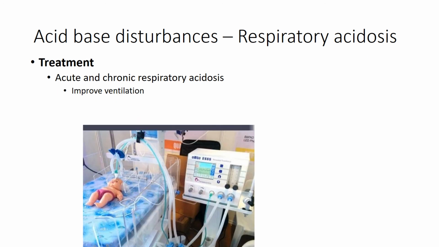To treat respiratory acidosis, generally you try to improve ventilation, right? By putting a breathing mask or breathing tube into them, or sedating them, that can improve ventilation, so you adjust the partial pressure of gases.